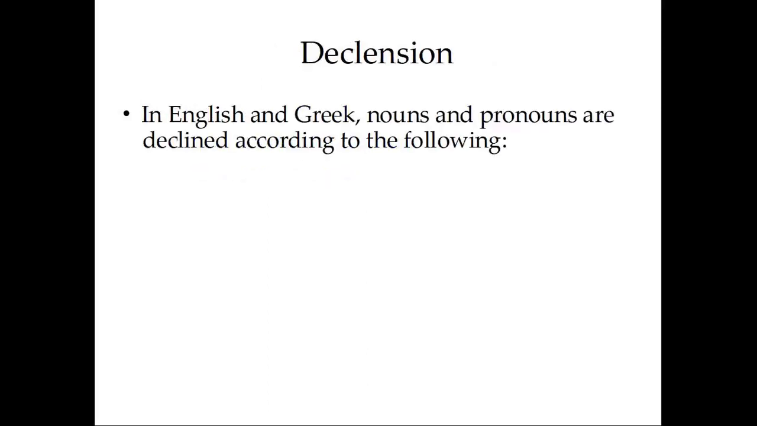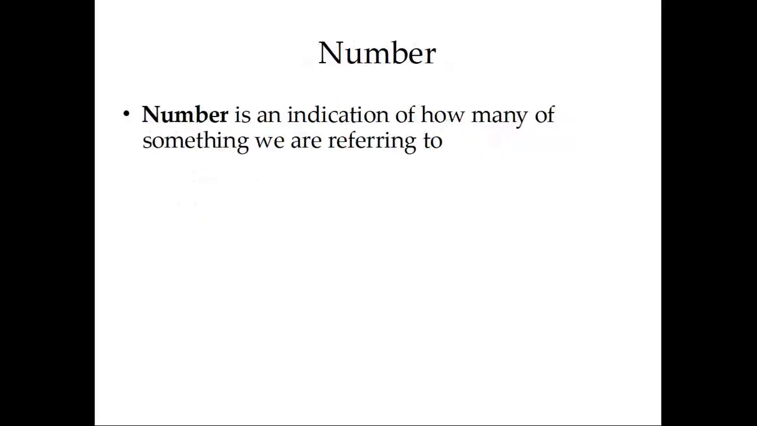In English and Greek, nouns and pronouns are declined according to the following. Declension, of course, is the inflection of nouns, etc. We decline nouns and pronouns in both English and Greek according to number, gender, and case. Just those three things in both languages. And we are going to discuss each of these in turn.